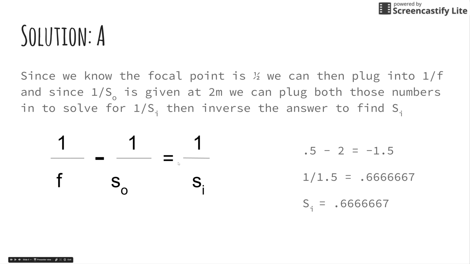And now that we know the focal point, we can plug it into 1 over F, and 1 over SO is given to us at this point, which is 2 meters. We can plug both those numbers in to solve for 1 over SI. And then we invert the answer to find SI.